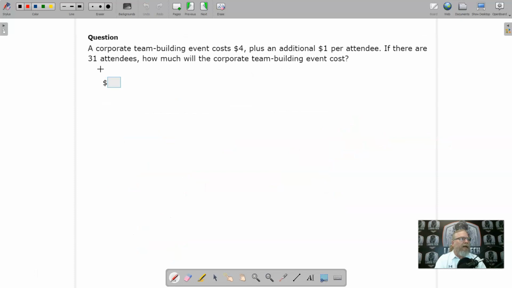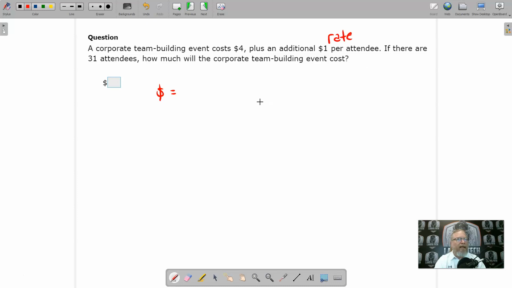On our next problem, a corporate team building event costs $4 plus an additional $1 per attendee. If there are 31 attendees, how much will the corporate team building event cost? So we recognize that cost is going to be a function of how much per attendee. Well, this is our rate right here, $1 per attendee. So this is going to be our rate.